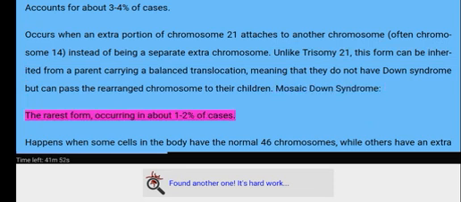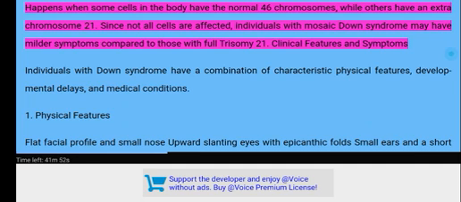Mosaic Down syndrome. The rarest form, occurring in about 1–2% of cases. It happens when some cells in the body have a normal 46 chromosomes, while others have an extra chromosome 21. Since not all cells are affected, individuals with mosaic Down syndrome may have milder symptoms compared to those with full trisomy 21.